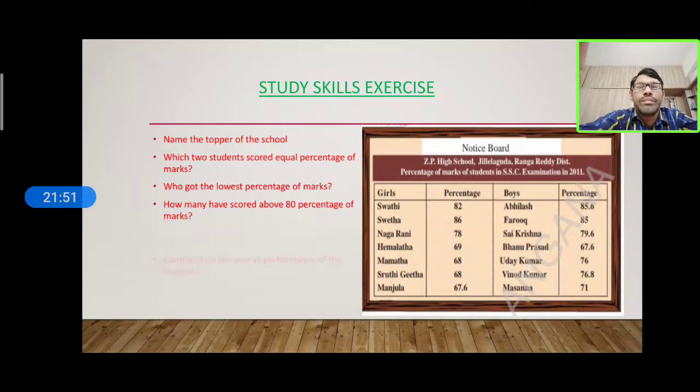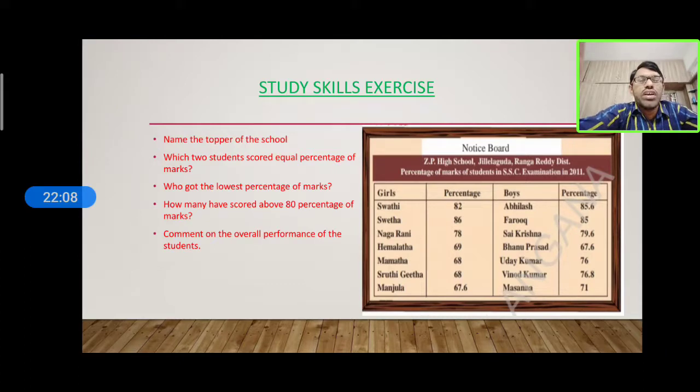Next, comment on the overall performance of the students. By seeing all the percentages, you are supposed to comment on what you have identified, whether the students have scored good marks or not. You can say the performance of the school students is very good or average, and they still need to improve in the next classes. I think you have got my point.